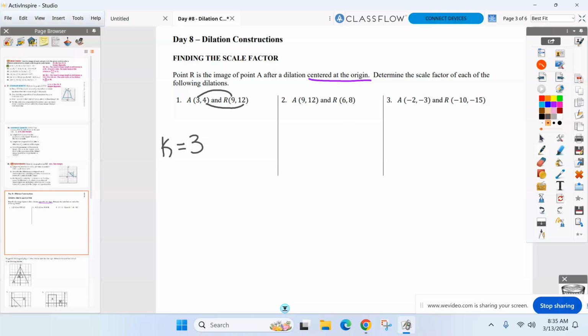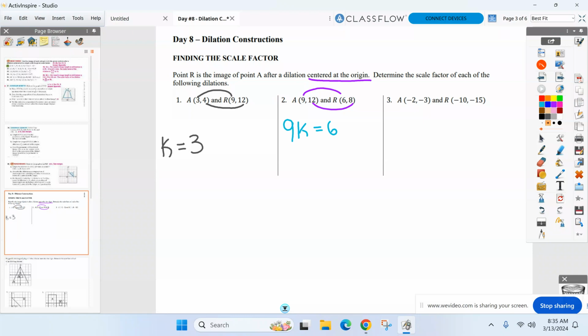Sometimes it's not that easy to figure out what the scale factor is. Take a look at number 2 now. I'm going from (9, 12) to (6, 8). So I have to figure out what I multiply 9 by to get 6, and the same value I multiply 12 by to get 8. You don't need to guess and check here. If you're unsure, set up a quick equation. I'm taking 9, I multiply it by the scale factor K, and it should give me 6. 9 times this scale factor will give me 6. I'm hoping we know what to do on both sides now.